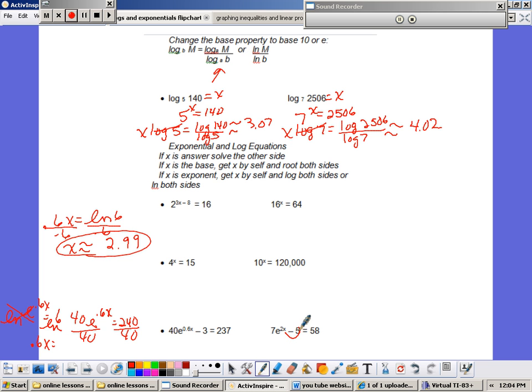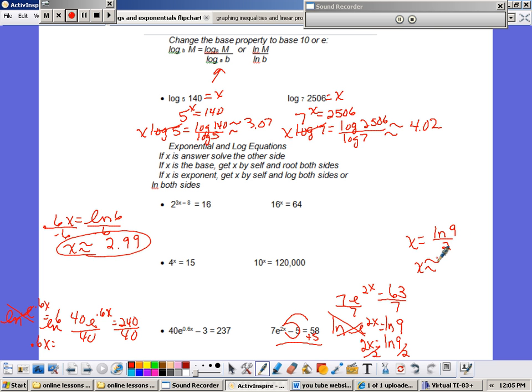So let's try another one. I pick up my 5 and move it over. I get 7e to the 2x equals 63. Divide by 7. E to the 2x equals 9. Now I need to ln both sides. Gone, gone. 2x equals the ln of 9. Divide by 2. So the exact answer is x equals the ln of 9 divided by 2. But if I want an approximate answer, the natural log of 9 divided by 2 is 1.098, which would go to 1.10.